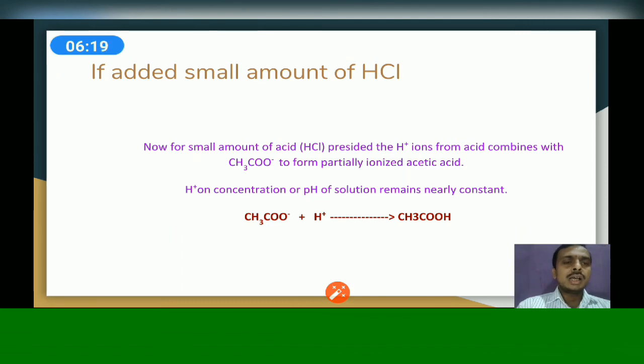The H plus ions formed from the HCl combine with the acetate ion to form acetic acid, and the H plus ion remaining in the solution from acetic acid will attain the equilibrium which forms the acetic acid. So this is in case of HCl. The H plus ion concentration or pH remains constant, means whenever we are adding HCl into the solution, the excess H plus concentration is 0 in the solution.